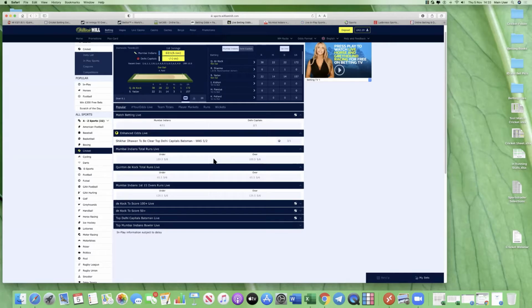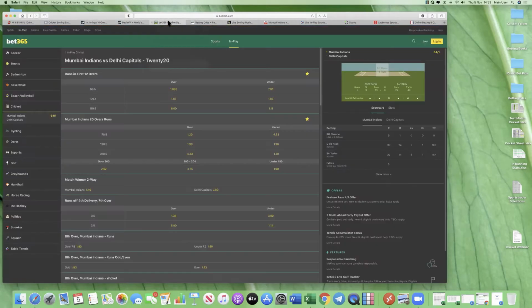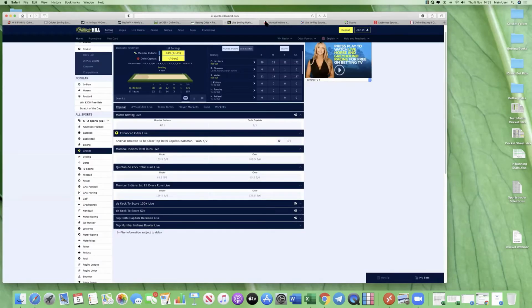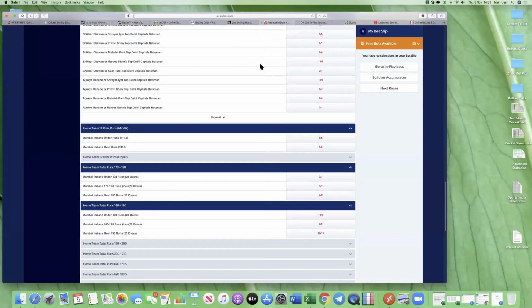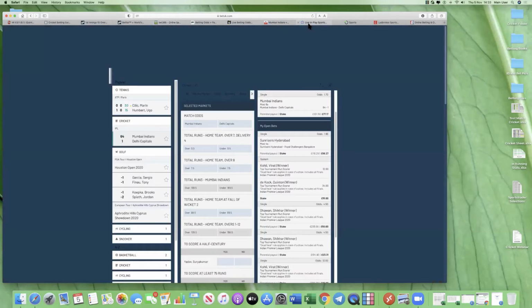Yeah, I think they thought there was a wicket, so that's where it would have come down to. But obviously that wasn't given. So this is, like I say, not a great variance. There's not really many opportunities now. I just keep looking and seeing if there's anything.